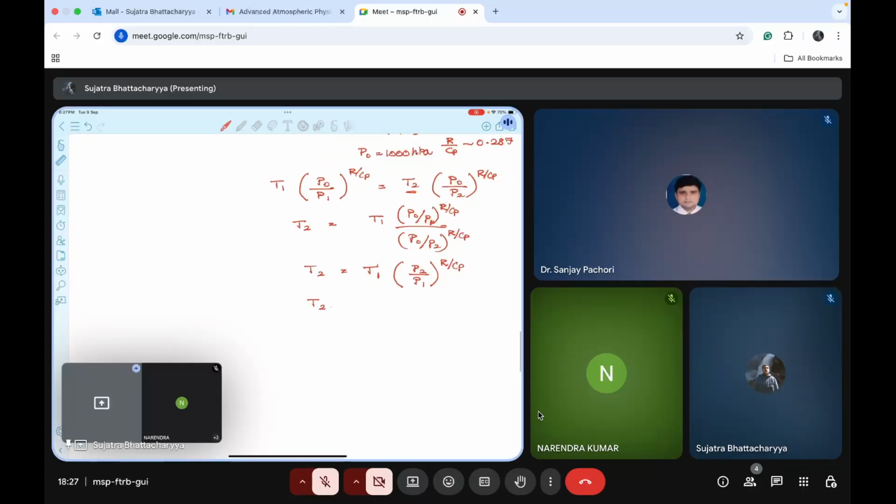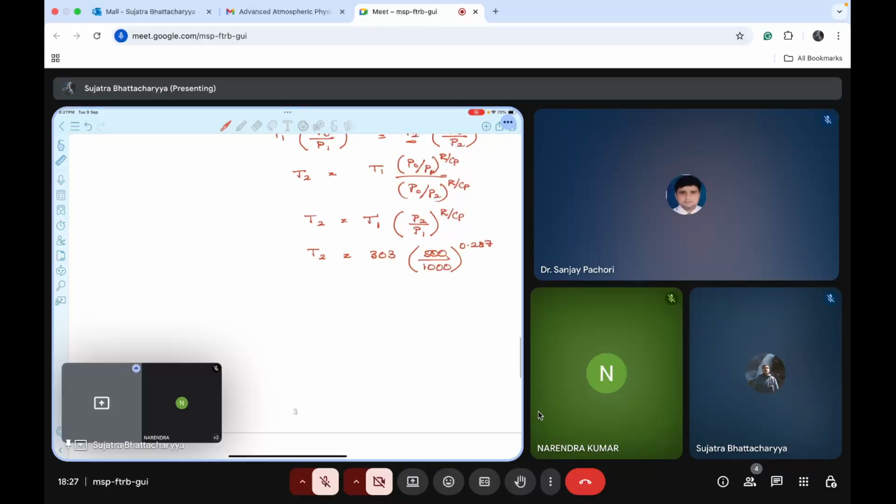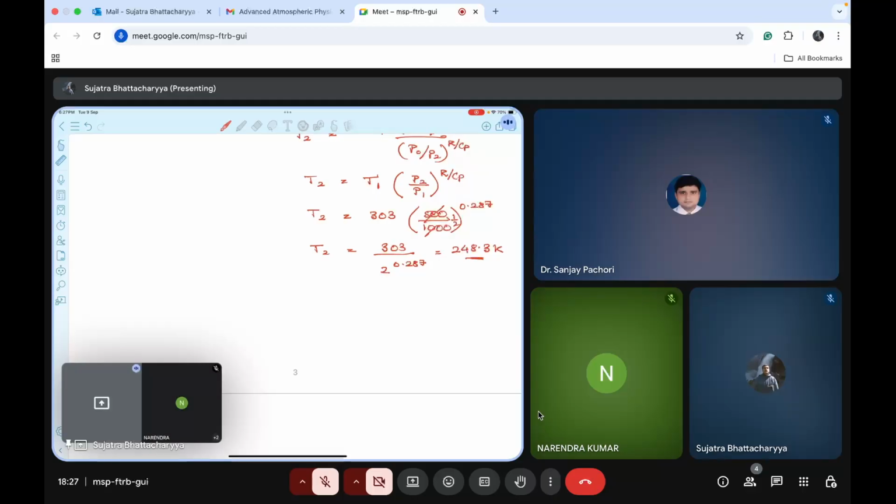So T2 will be equal to 303 Kelvin. P2 is what? 500 hectopascals. You can convert into pascals, but it doesn't matter, it is in the ratio, so you can keep it in hectopascals and the power 0.286. That's all. So this will be 1 by 2. So you do 303 divided by 2 to the power 0.286. Once you do that, it comes out to be about 248.3 Kelvin. That is the temperature at 500 hectopascals.